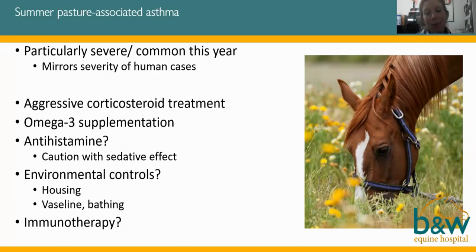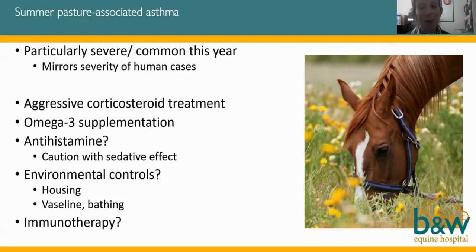Summer pasture-associated asthma, I thought this was worth a mention. It seems to be particularly severe. Well, we've seen cases that have been more severe this year, and I think we've also seen more cases. And this would mirror what's seen in human asthma cases. People who have asthma associated with pollen or hay fever report that it's been worse this year and possibly last year. So I think that's worth noting.